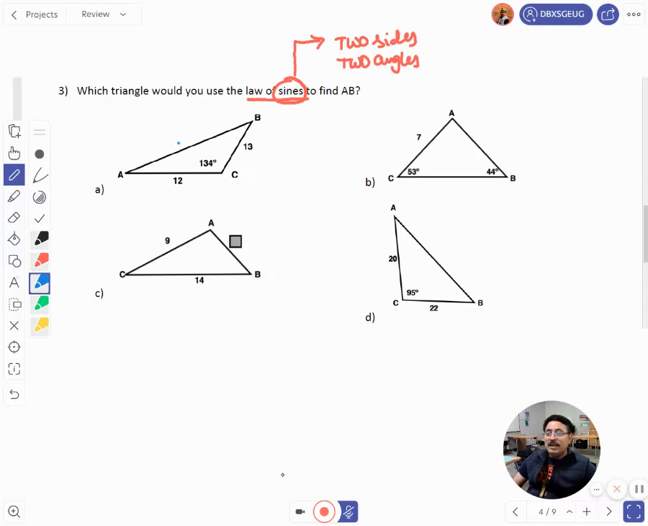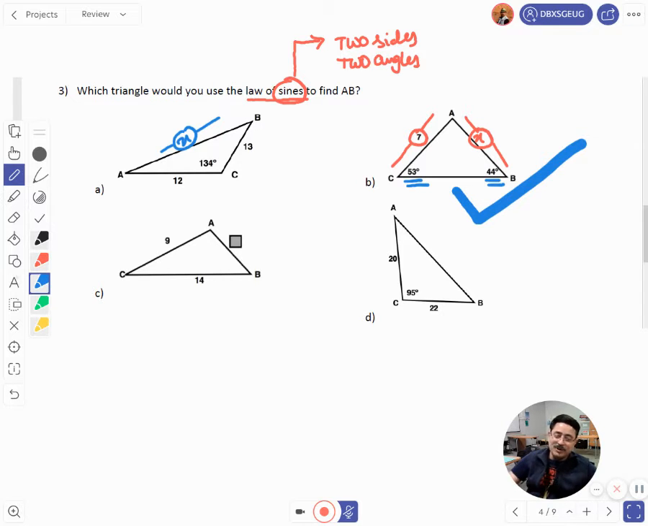AB means, let me take this as X. So I see that here three sides and one angle. No, I'm looking for two sides and two angles. And here, what is the value of AB? Therefore, here is one side and here is the second side. I don't know what the third side is. And here two angles are given. Therefore, yes, for sure, we go with option B. That's the correct answer. Very good job.